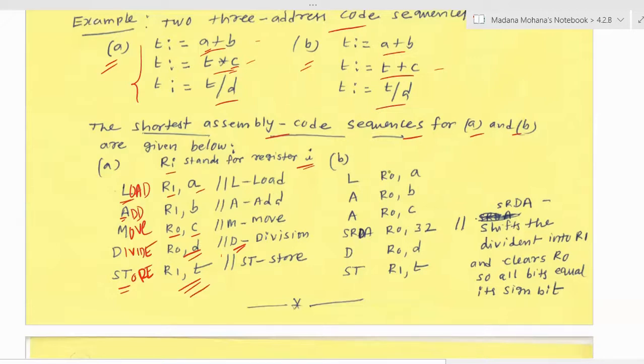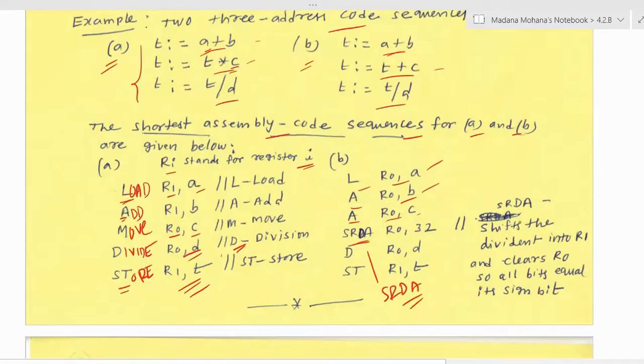Now similarly for B, here you can see A plus B. So load R0 comma A. Then what you have to do, you have to add B. So add B to R0. Then again you have to add C to the previous one, so add R0 comma C. Then here we are using another new instruction, SRDA. So what is this SRDA?